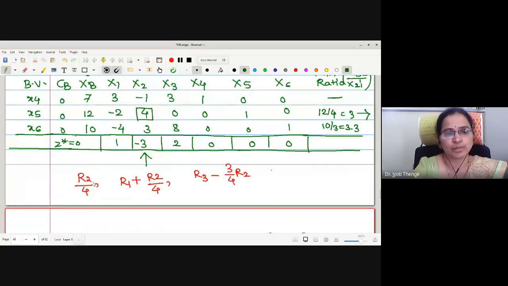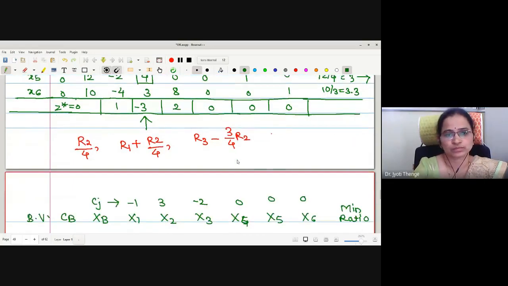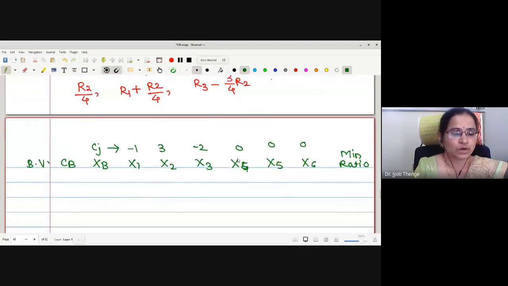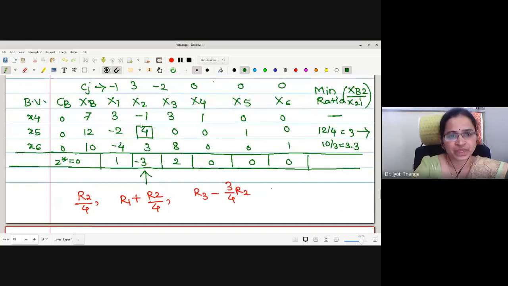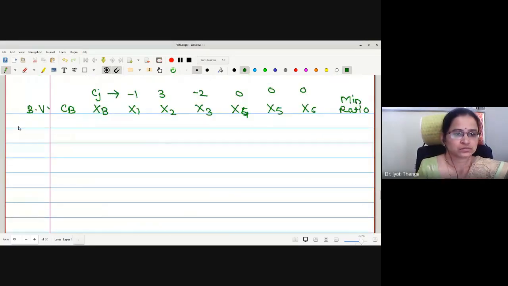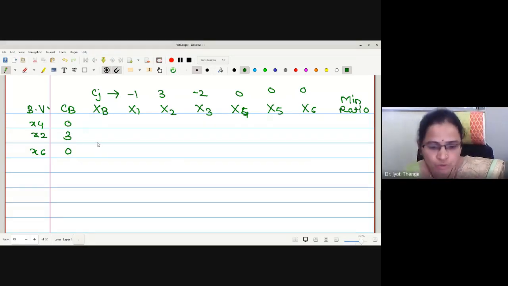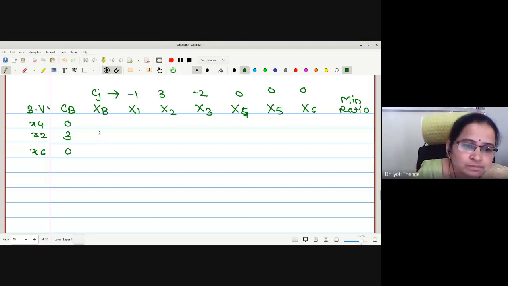First we will do the row operation R2 by 4. What are the basic variables? X2 enters, X5 leaves. So the basic variables are X4, X2 and X6. The cost will be 0 and 0, and for X2 the cost is 3. Right? Now R2 by 4 we will perform.